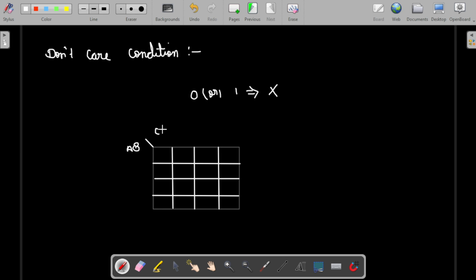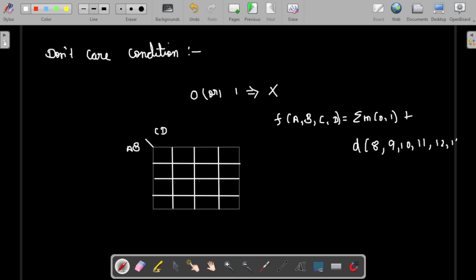So here a, b, c, d. The function is given as f of a, b, c, d equal to the summation of m 0, 1, plus d, since they give us don't care, as 8, 9, 10, 11, 12, 13, 14, 15. So everything there is don't care. Let me draw it in a K-map. 0 0, 0 1, 1 1, 1 0 on both axes. The prime implicants here are only 0 and 1.